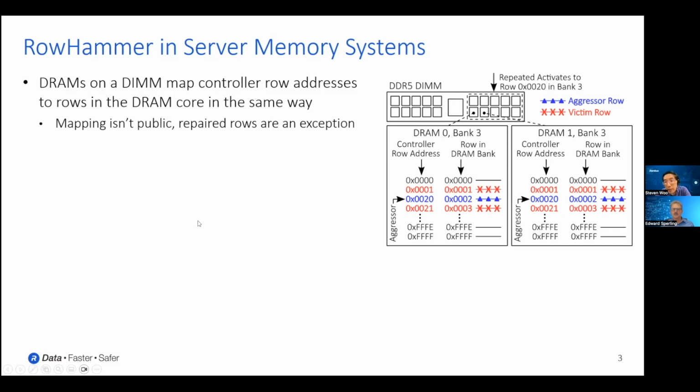Now, the part that's interesting about this is the mappings that people use in the DRAMs. They're not public. And there is one exception here, which is repaired rows. There are always some extra rows in the DRAM in case there are faulty rows during manufacturing. The DRAMs individually will repair and map an address to a good row if that row happens to be faulty. So keep that in mind, because the DRAMs are already doing some amount of remapping that is unique to each DRAM, but the vast majority of rows keep the same mapping.